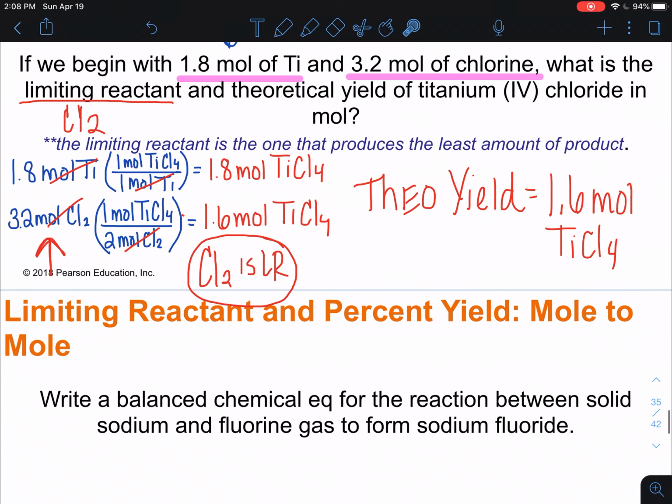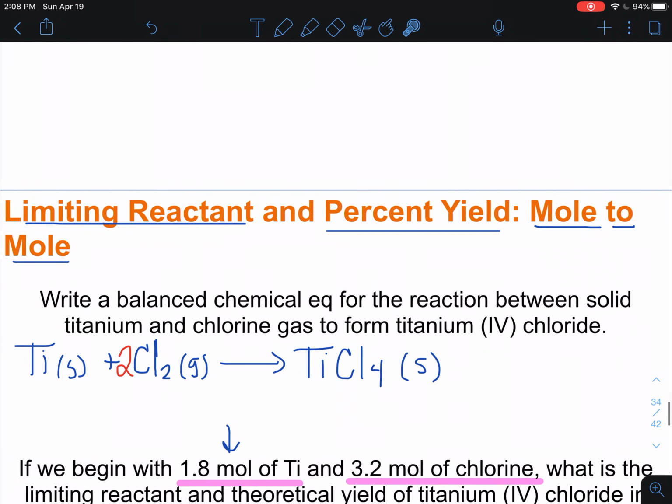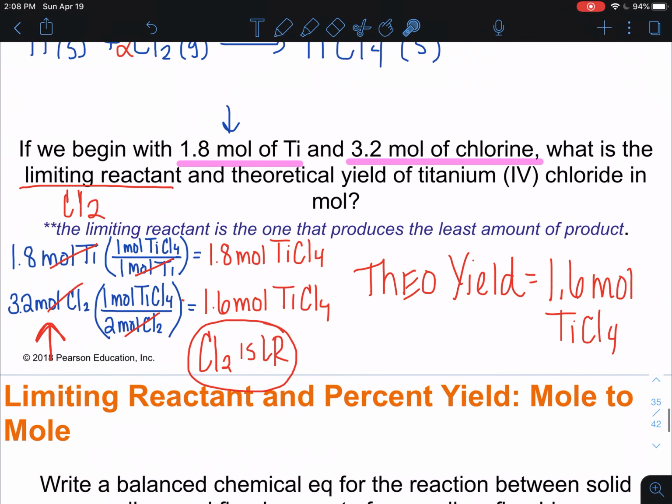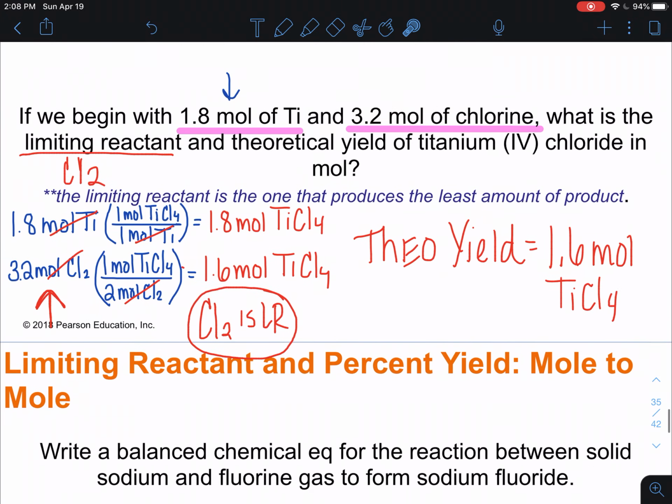Okay, and the reason why we call this, again, a mole to mole conversion is because I started off with moles of reactant, and all you had to do was convert to moles of product.